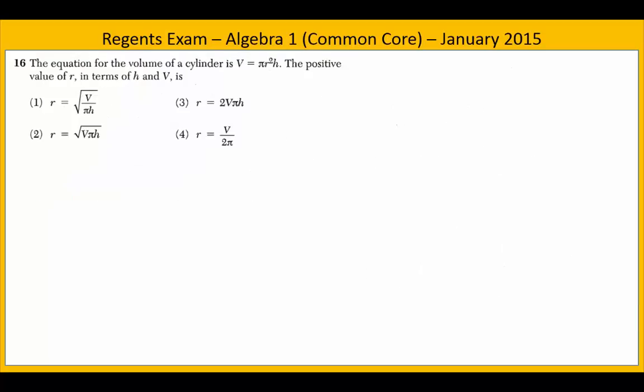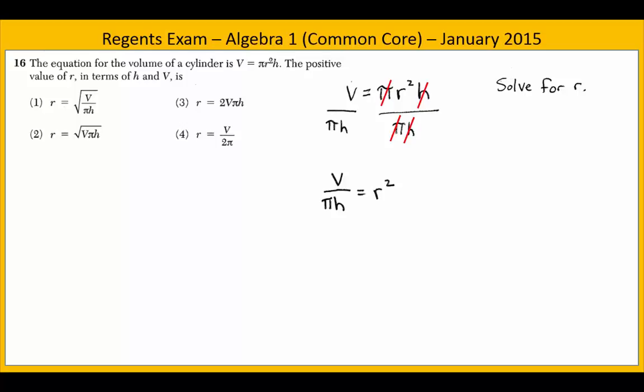In exercise 16, we're given the equation for the volume of a cylinder, V equals pi r squared h. They're asking us to find the positive value of r in terms of h and v. That means we're solving for r, and h and v will be on the other side of the equation. Take a look at the equation carefully. Along with the r squared, we have multiplied pi and h. Divide both sides by pi and h so that they cancel out on the right, and we're left with v over pi h equals r squared.